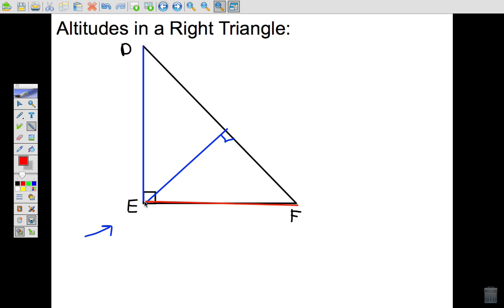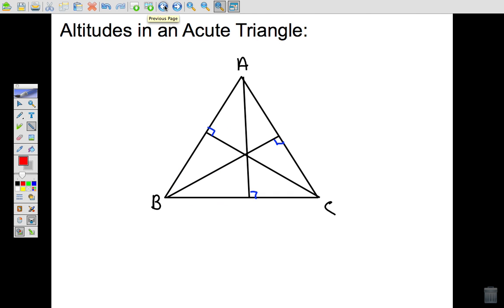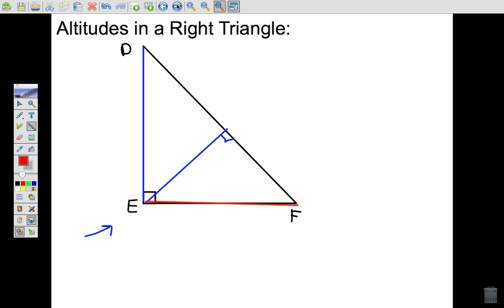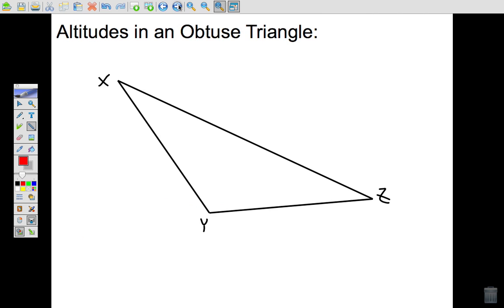So again, make sure you're taking careful notes on this. So in an acute triangle, all the altitudes are inside. In a right triangle, one of them is inside, the other two are actually sides of the triangle. Now there's one more type of triangle that we need to talk about, and that's an obtuse triangle.